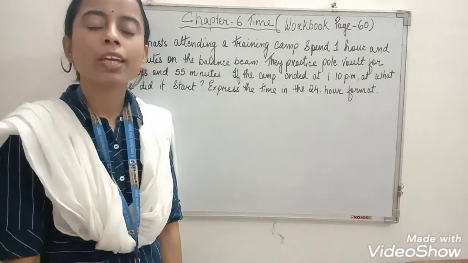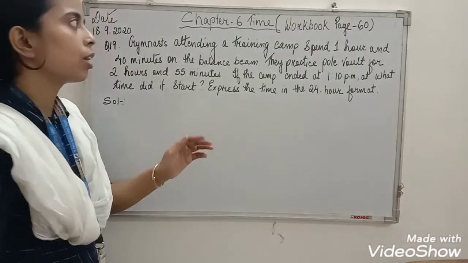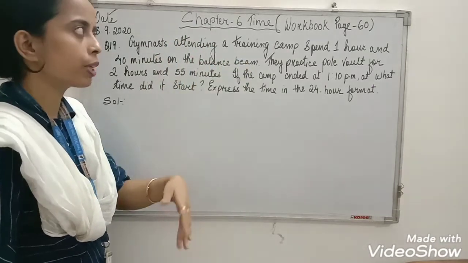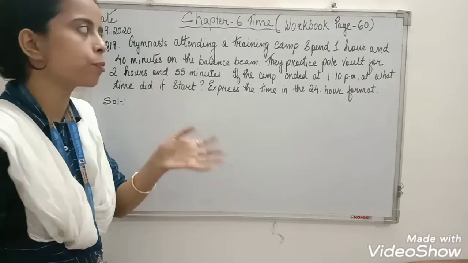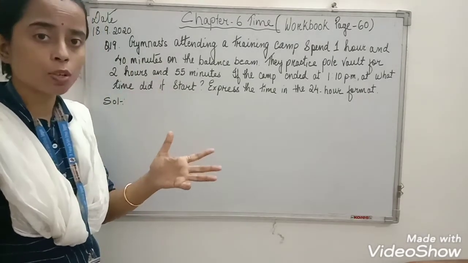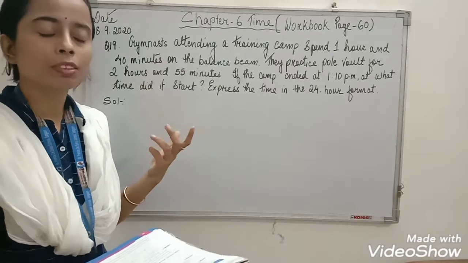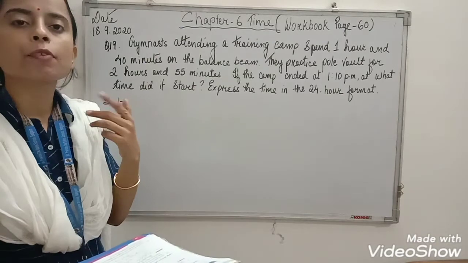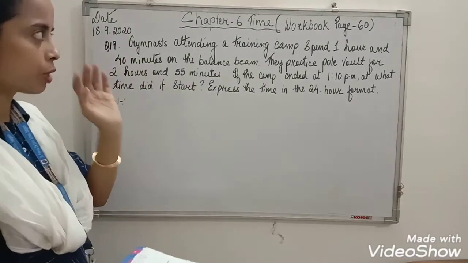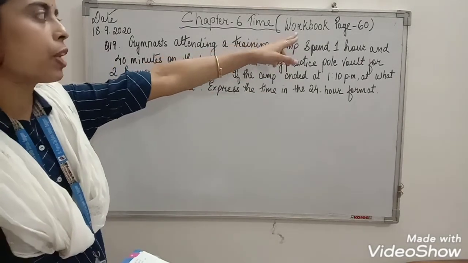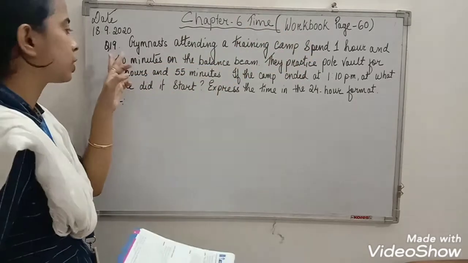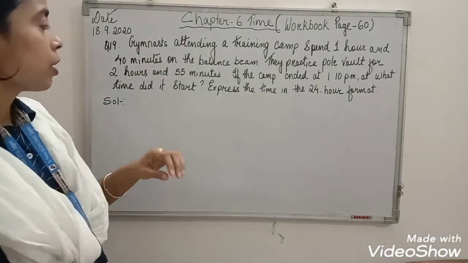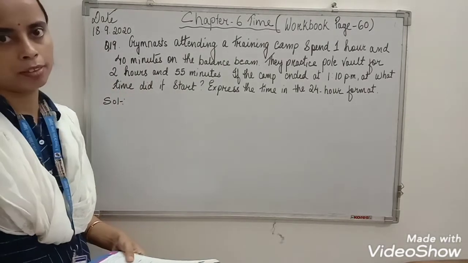So students, in today's class we will be doing a workbook, chapter 6 10. We have already completed some questions from the workbook, and in the last class I completed question numbers 15, 16 and 17 from page number 59. So in today's class I will explain workbook page number 60, question numbers 19 and 20. Alright children, what is given in question number 19?